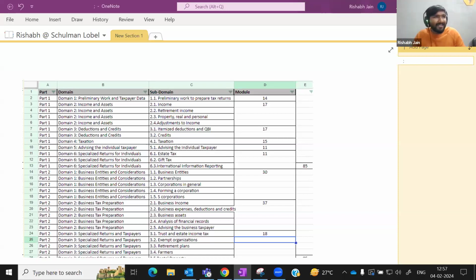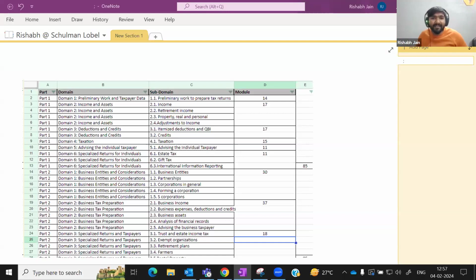The reason Rajesh was showing you the different modules has a specific reason behind it. The reason is that when you are going to appear for your examination, in the examination, the IRS is going to target different sections.